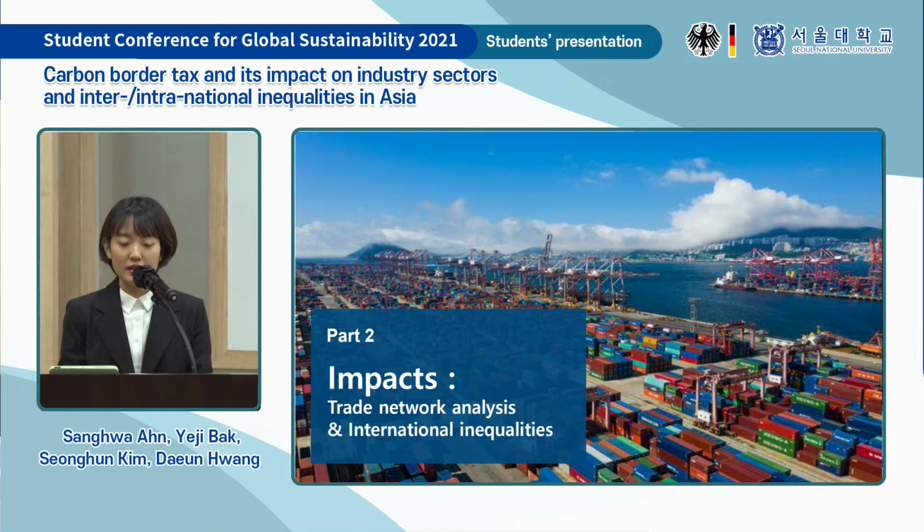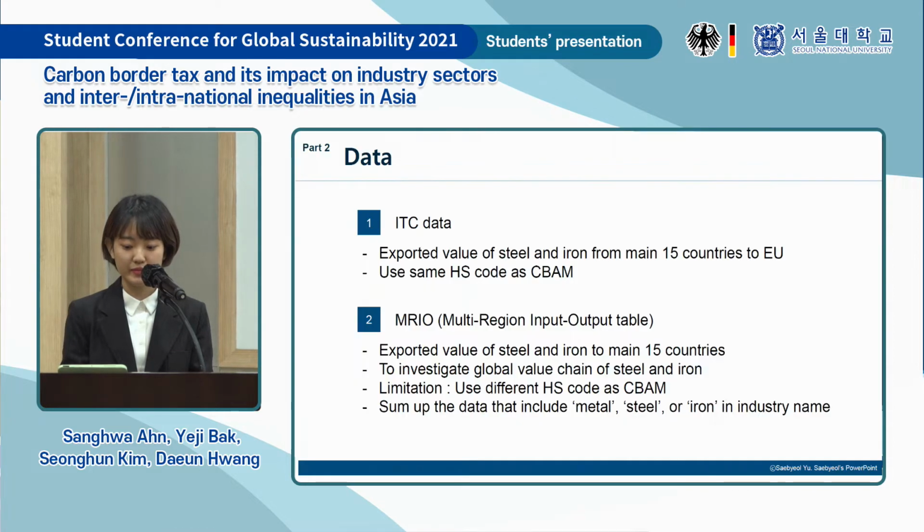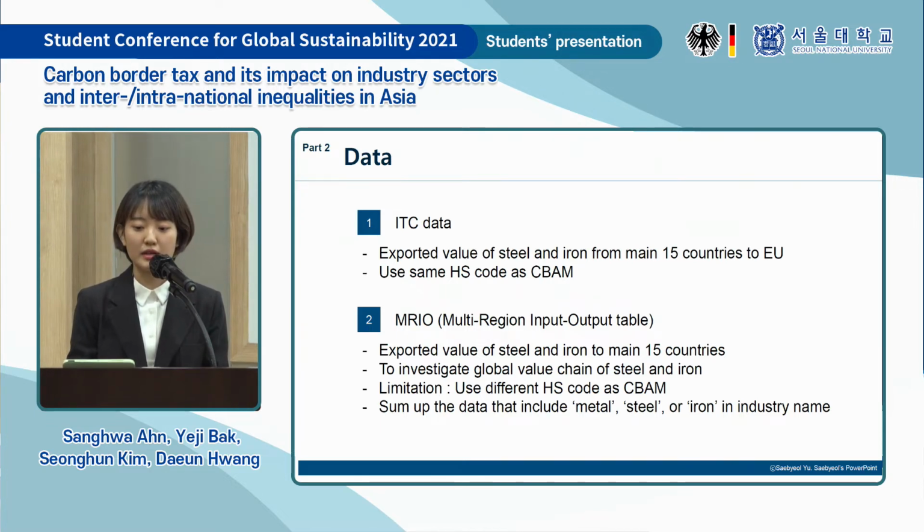I will introduce our analysis about the impacts of CBAM on the main 15 countries. We use 2 types of data to visualize the trade network. The first data is ITC data. We use it to get the exported value of steel and iron from the main 15 countries to the EU. Since ITC data uses the same industry code as CBAM, we could get exact export values of the steel industry that the EU taxes. And the second one is MRIO data, and we use it to visualize the global value chain.